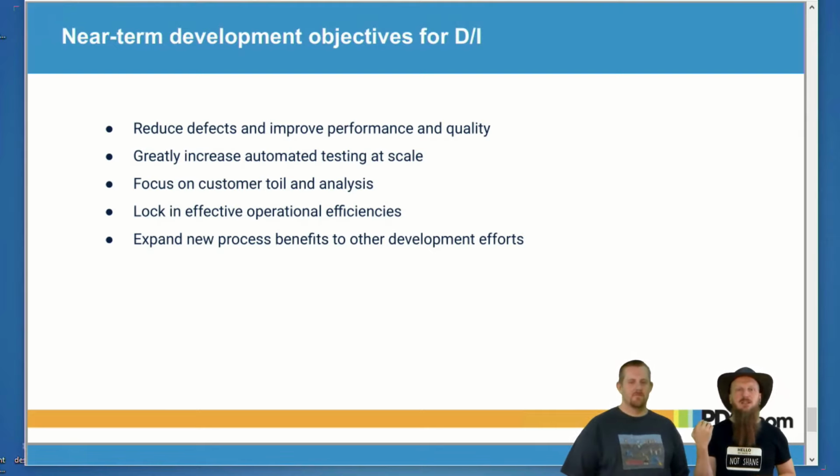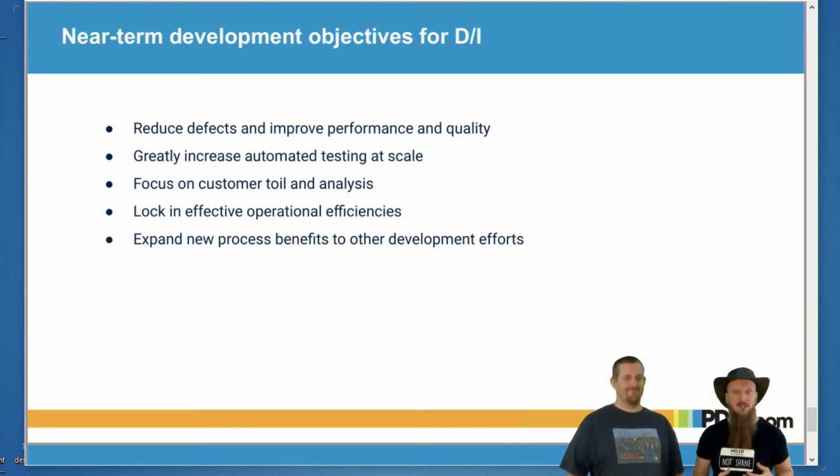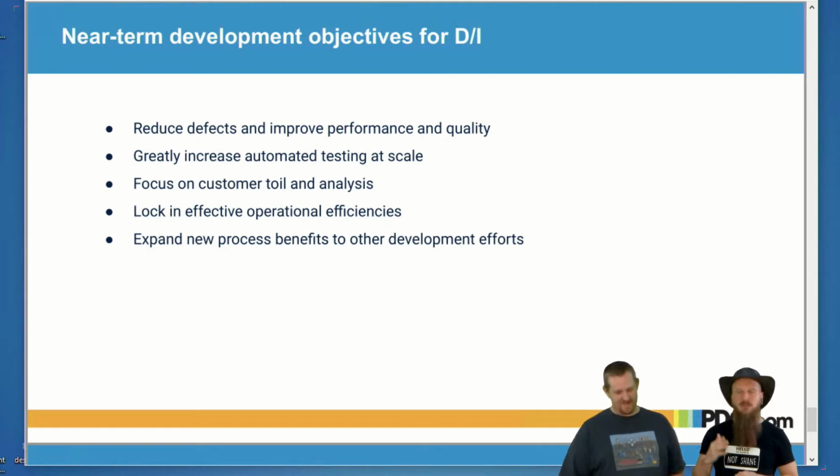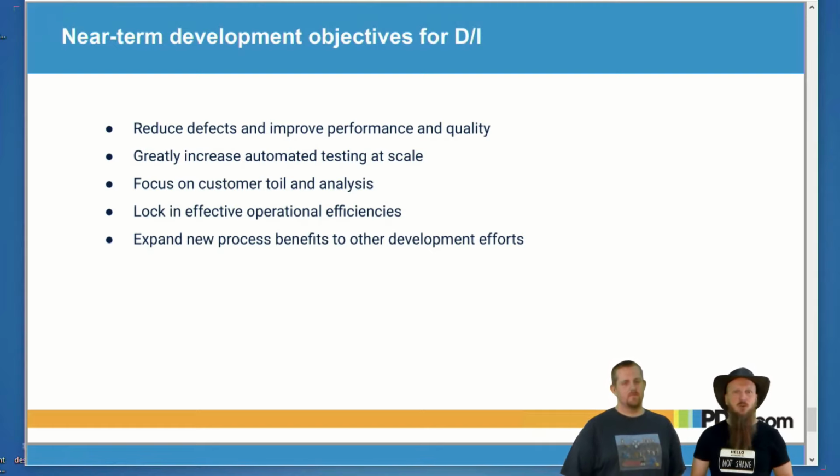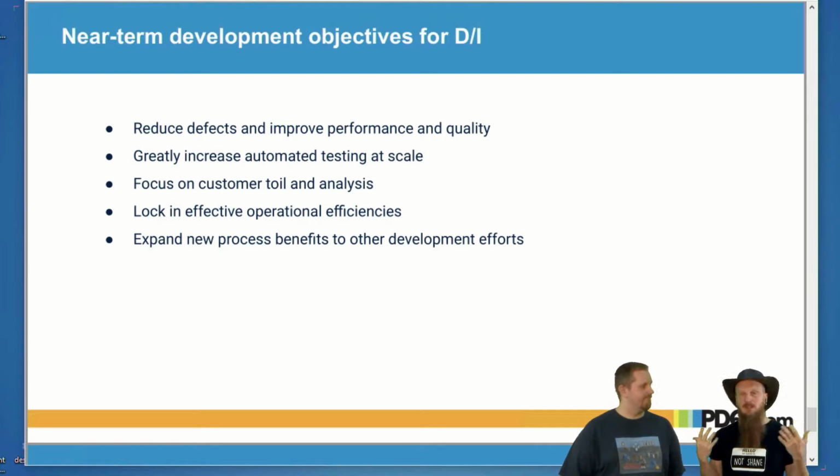What does it mean? Well, it means in the short term, we want to reduce the defects and improve the performance and quality. We hear you. We want to make deploy and inventory just a breeze, a delight to use, right? And along those lines, as we mentioned, testing at scale. We wanted to be able to emulate your environments, which is a tall order because it's pretty divergent. And then we really wanted to focus on that customer toil and analysis. We want to really understand all of the problems that you are dealing with because we feel like we can help.